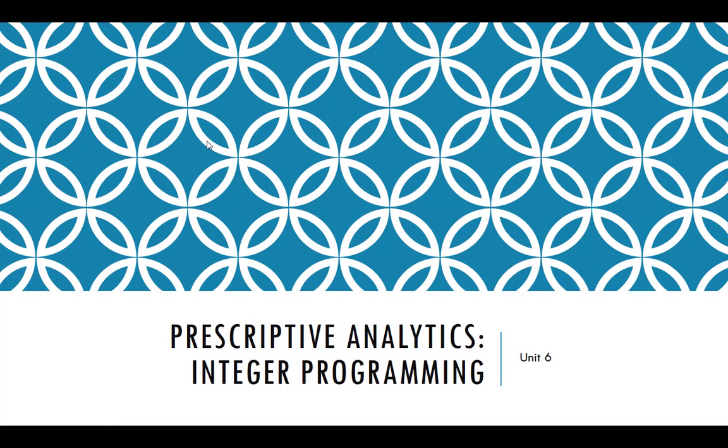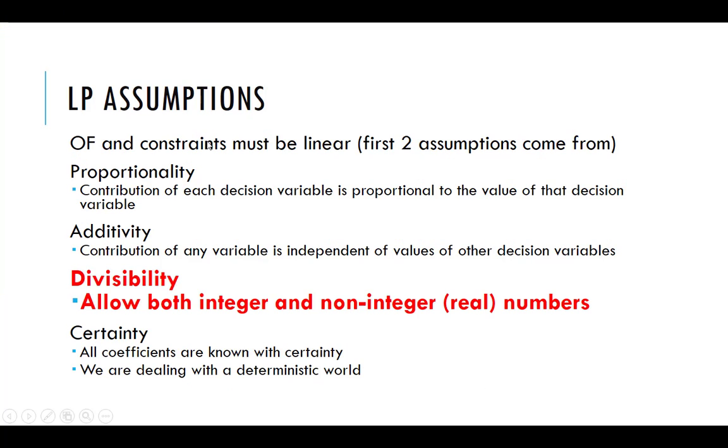So, here are the LP assumptions that we had before for linear programming from the last unit. The objective function and constraints must be linear. So we have proportionality, additivity, divisibility, and certainty. Now, this one is highlighted in red because this is the assumption that we are relaxing or getting rid of. So now we're saying we have to have at least some variables as integer. The other ones, proportionality, additivity, and certainty, still apply for integer programming.